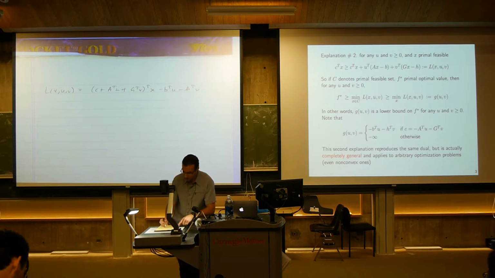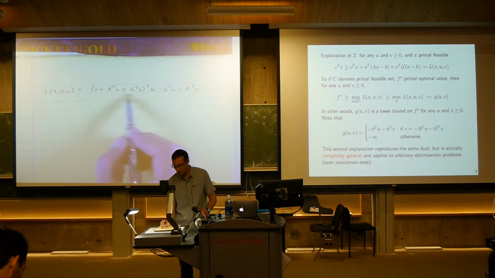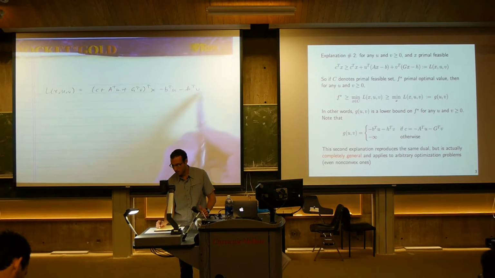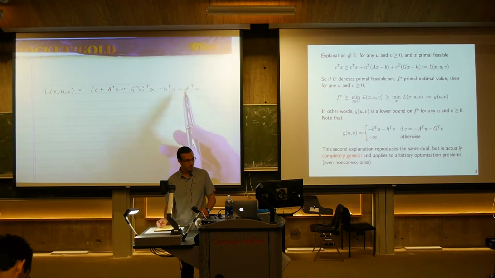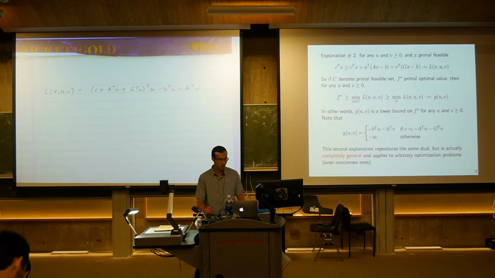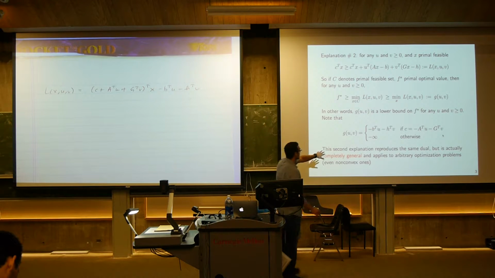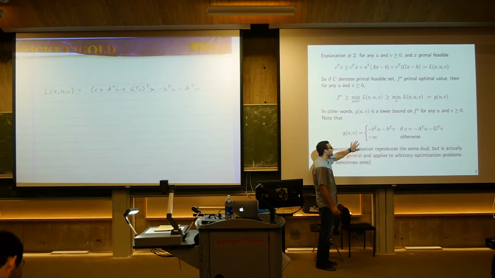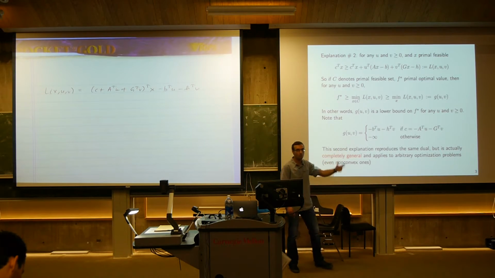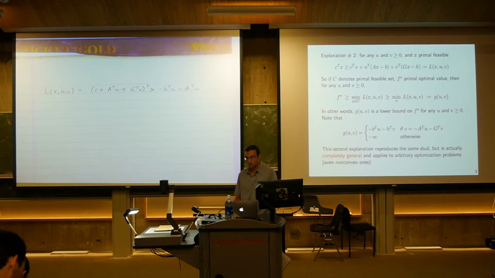And if we were to minimize this over all x, we would get two things: minus infinity if this thing wasn't 0, and if this thing was 0, we just get minus b transpose u minus h transpose v. So that is the Lagrange dual function. We have an explicit form for it. And then it's the same idea as earlier: maximizing this over all u and v gives us the tightest lower bound possible. We call that the dual program. These two constructions give the same thing in this case. The beauty of the second explanation is that it's much more general, and that's what we'll go with today.